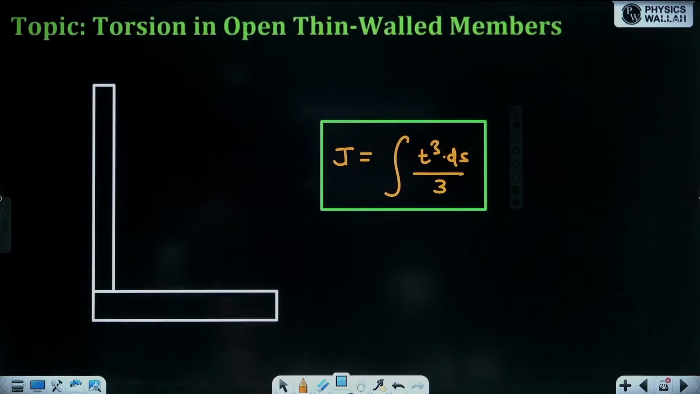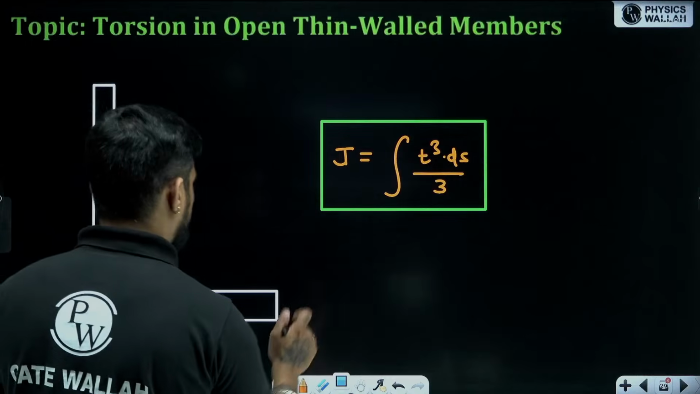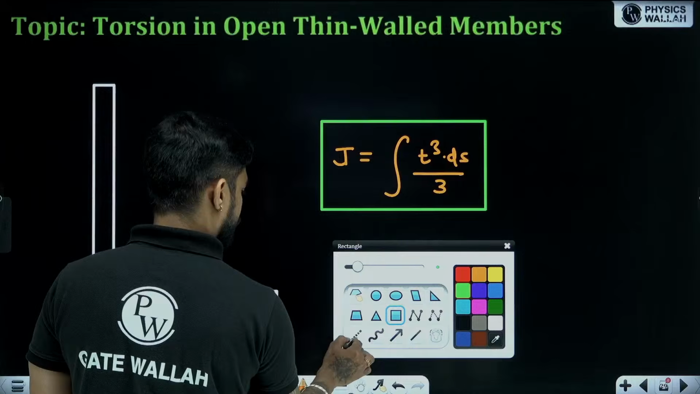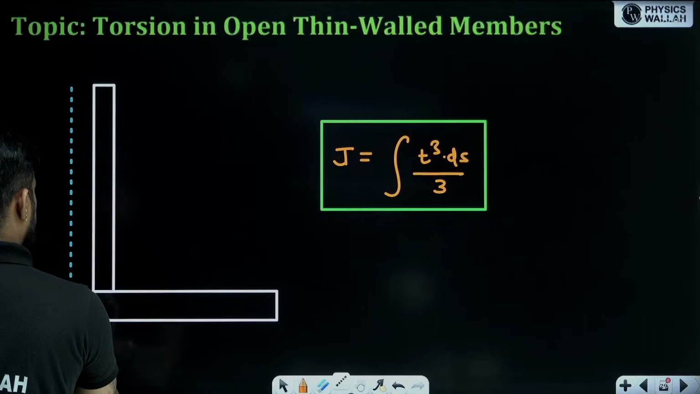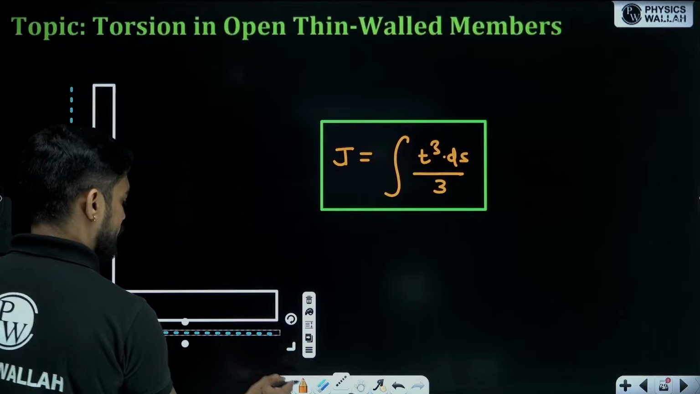Now how do we find this? How do we calculate this? Understand. Let's say this is S1 and this is S2.